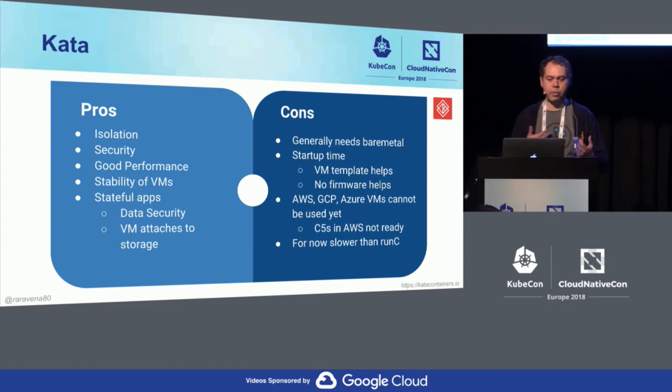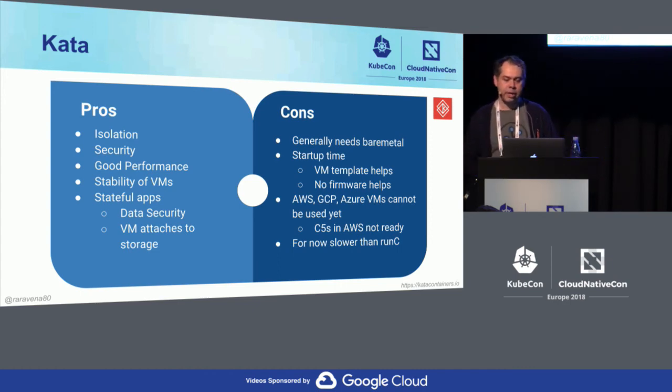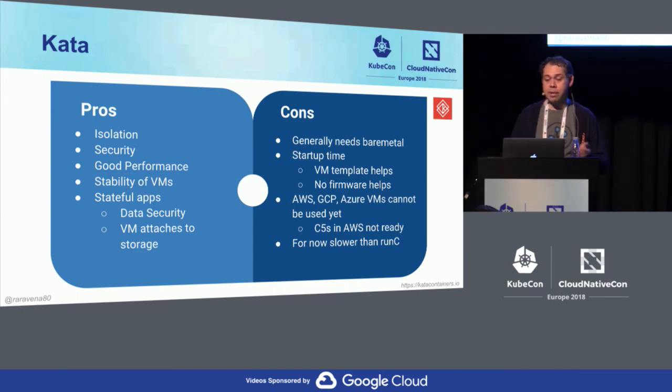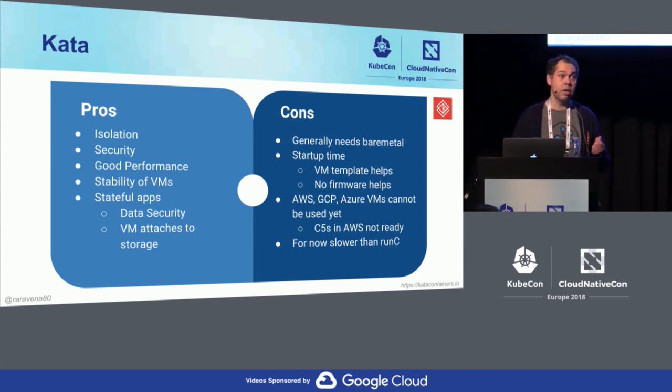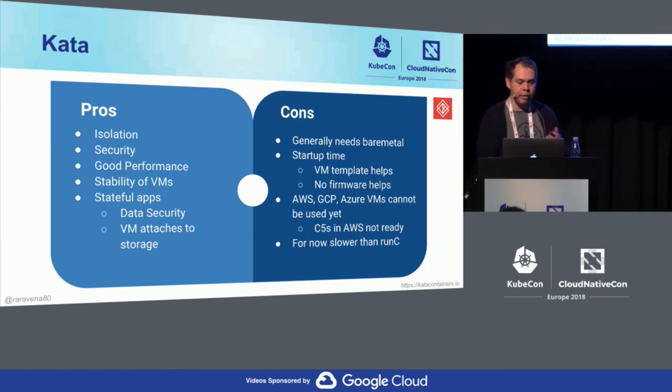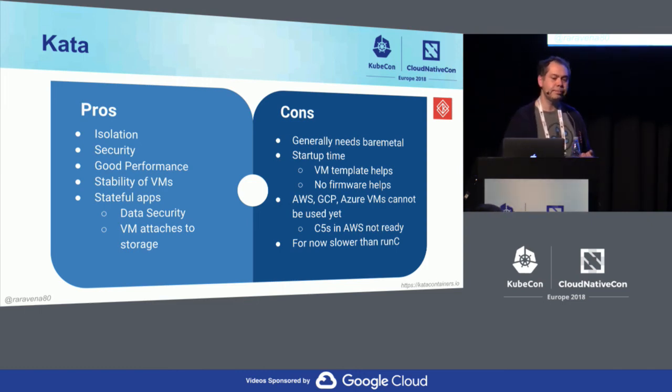So we have an account, and we haven't been able to have bare metal machines on AWS. I tried to run this on C5 instances, but I wasn't able to run it. The C5 has the new KVM hypervisor. Supposedly you could run nested virtualization, but I wasn't able to. And there are some issues with the startup time, but there are a couple of features the Kata community is working on, like VM templating and allowing your VM to start up with no firmware. For now, it's actually slower than something like Runc.